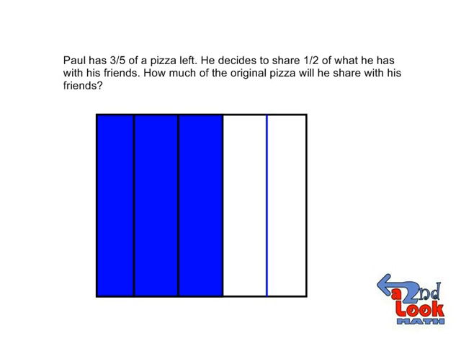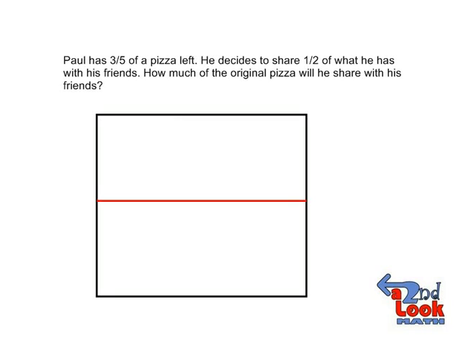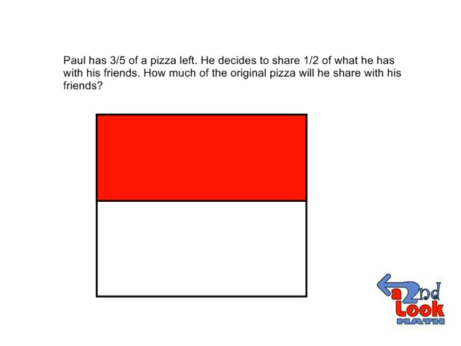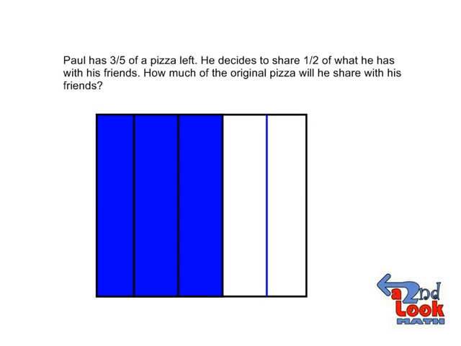Now let's think about the second fraction. He is deciding to share 1/2 of what he has with his friends. So let's think about exactly what 1/2 is. It's when we take something and divide it into 2, and the 1 in the numerator is telling us that we're talking about one of those 2 halves. Now that we understand that 3/5 and 1/2 are coming together here, let's think of what it means to have 3/5 of the pizza and share half of it.